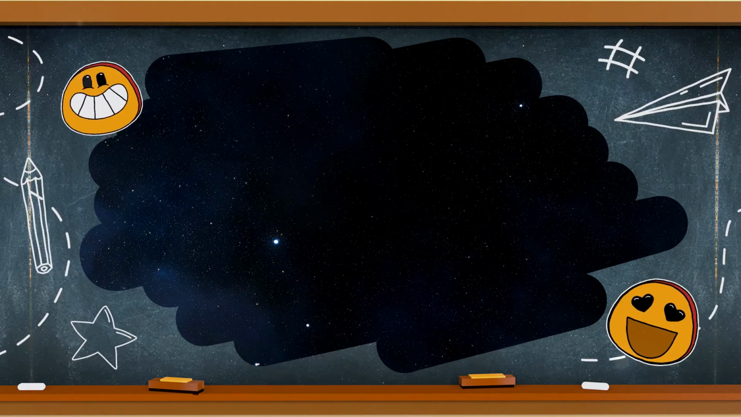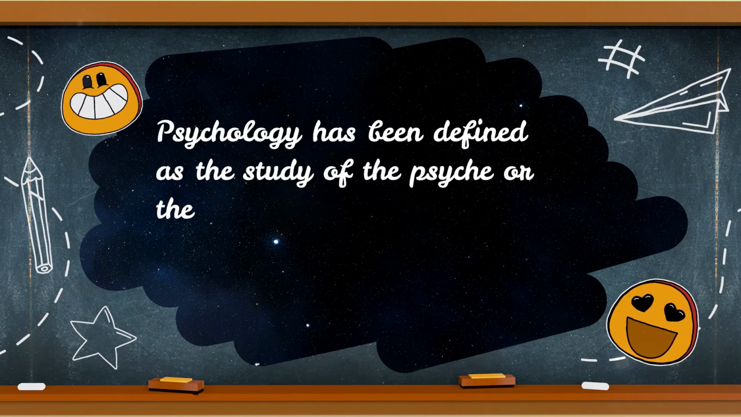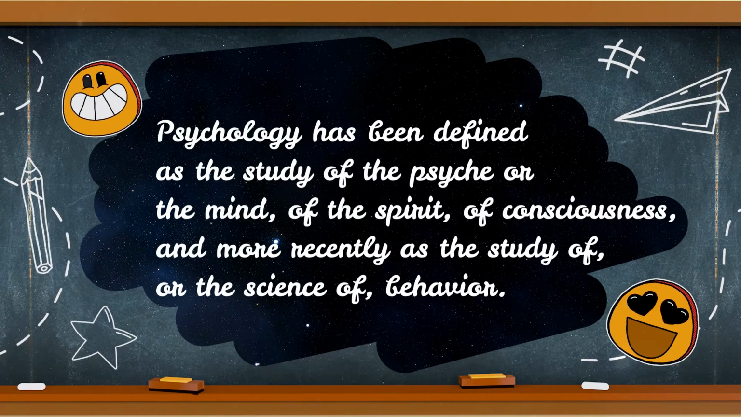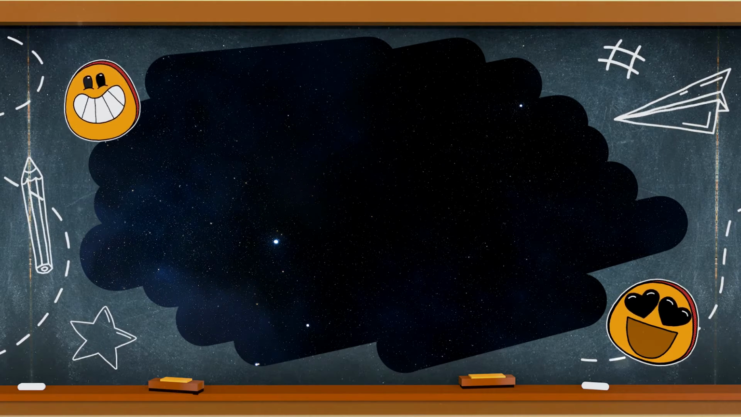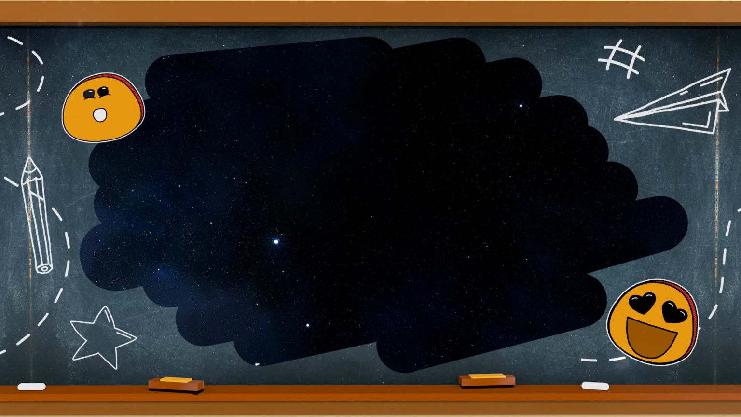Let's begin this video. The definition of psychology has changed as the focus of psychology has changed. At various times in history, psychology has been defined as the study of the psyche or the mind, of the spirit, of consciousness, and more recently as the study of, or the science of, behavior. Perhaps, then, we can arrive at an acceptable definition of modern psychology by observing the activities of contemporary psychologists.